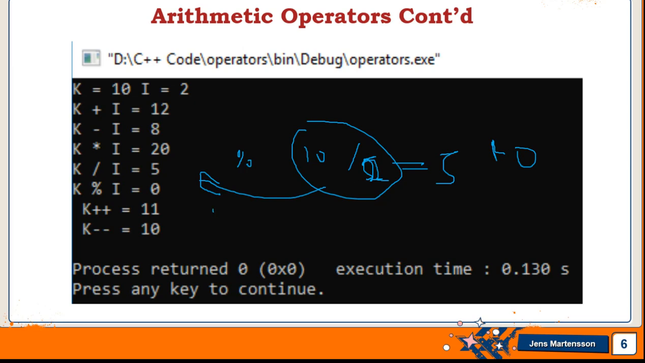So what is the value of k? The value of k is equal to 10. So k plus plus, we said, means k is equal to k plus 1. So here it will be 10 plus 1, and that will be 11. Are you following? After this, the value of k is now 11. So if you say k minus minus, it means 11 minus 1, because the value of k after this operation has been increased to 11. So 11 minus 1 is 10.